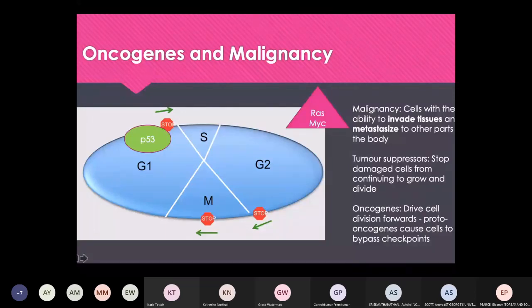And oncogenes, so RAS and MYC particularly in that triangle, are genes that drive cell division forward, even if they're defective. So it's a bit like putting your foot on an accelerator and not using the brake. The cells are just going round and round, and that's where you get more abnormal cells with these different mutations that leads to cancer.